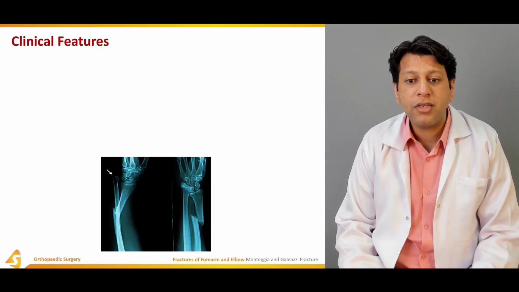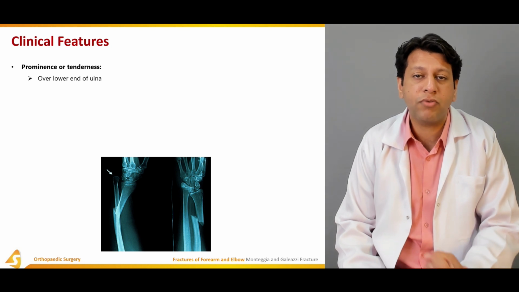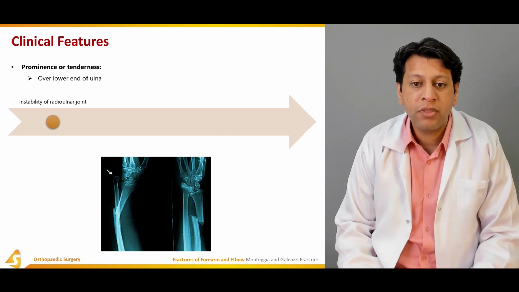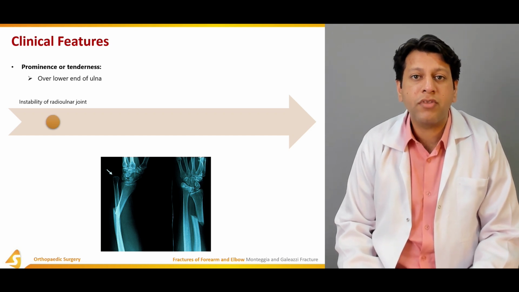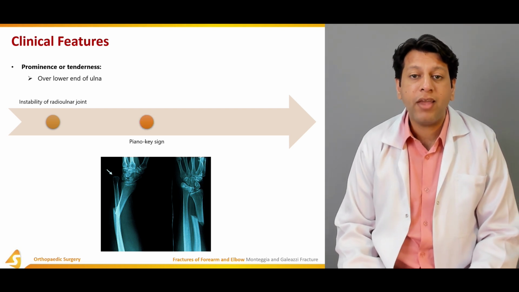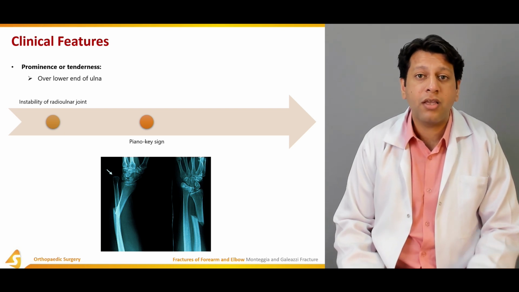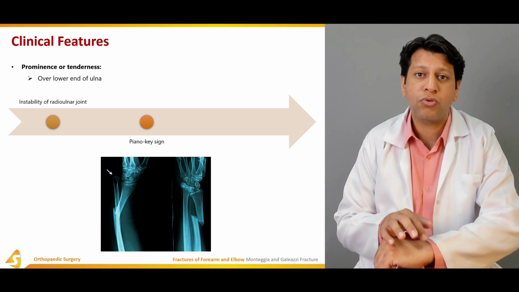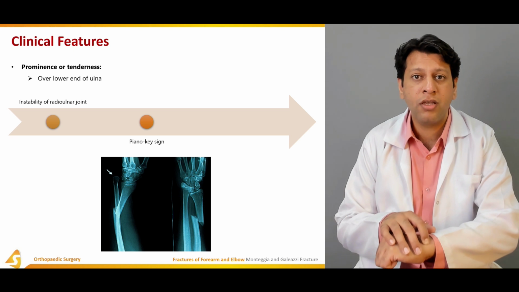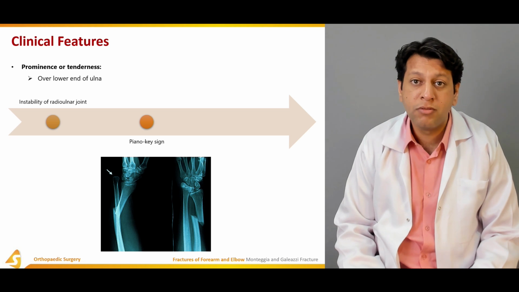Now, an important point is that we have to see whether there is prominence or tenderness over the ulna or not. There is painful movement. There is always associated instability most of the time in case of the distal radioulnar joint. And we have to assess the integrity of the distal radioulnar joint by use of the piano key sign. In this, if the ulna is subluxed more superiorly, the examiner presses on the ulna as if it is a piano key, and it springs back to its original position as it is unstable.